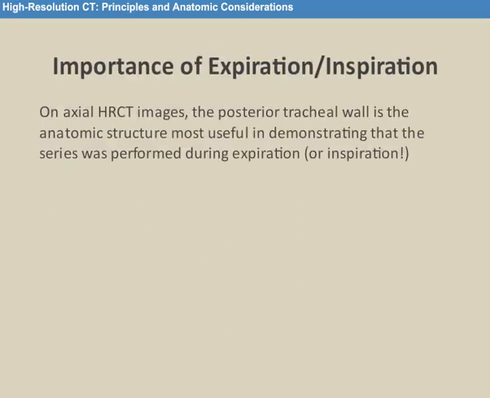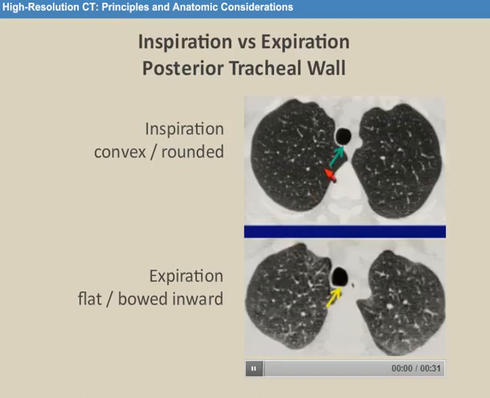Most realize that certainly the posterior tracheal wall is a key structure for recognizing whether an image is an inspiration or expiration. And that's based on the appearances you see here. Remember that the tracheal cartilages are C-shaped or D-shaped, and the posterior tracheal wall is smooth muscle. It's membranous. So in inspiration, if you take a deep breath and close your glottis, the pressure will distend the posterior wall of the trachea. It will appear rounded or ovoid, as you see here. Whereas in expiration, the posterior wall will become flattened or perhaps bowed inward within the trachea.